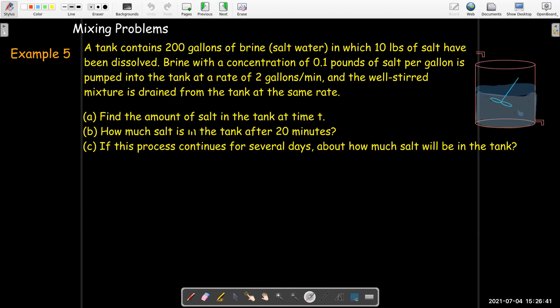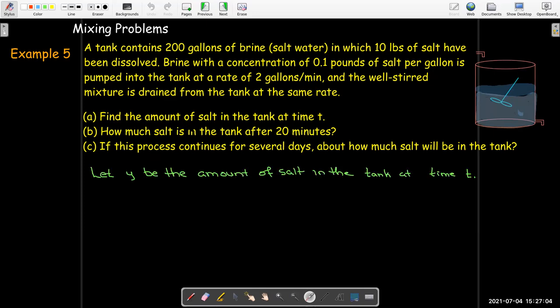So the question is, we'd like to find the amount of salt in the tank at any given time t, the exact amount of salt in the tank after 20 minutes. And if this process continues for a long time, so several days, about how much salt do we expect to be in the tank?